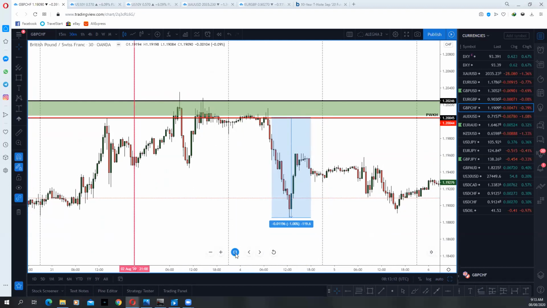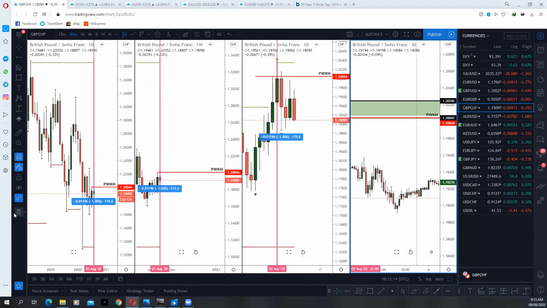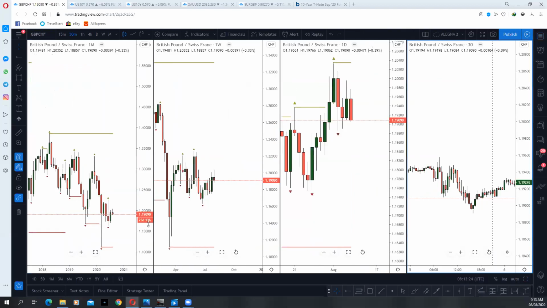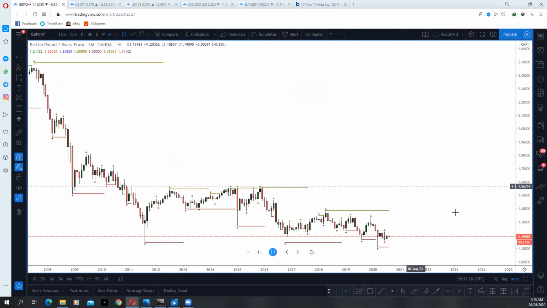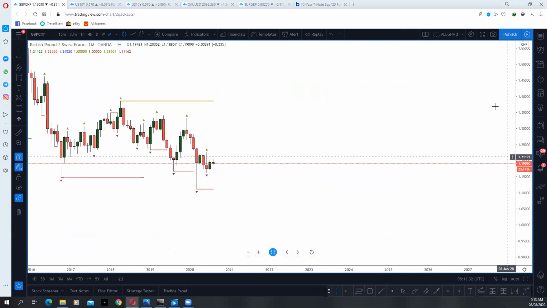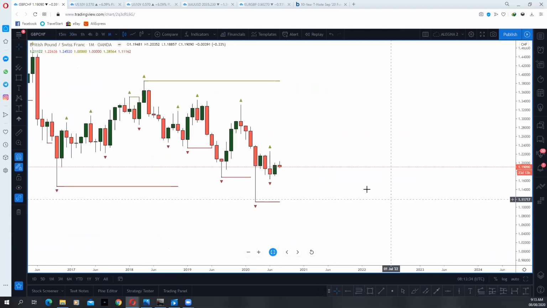Like now, if you're using TradingView and you want to plot for next week, let's use this GBP Swiss franc pair as an example. You're going to first start with the monthly. And when you start with the monthly, what are you looking at? You know, this is a candle for August.